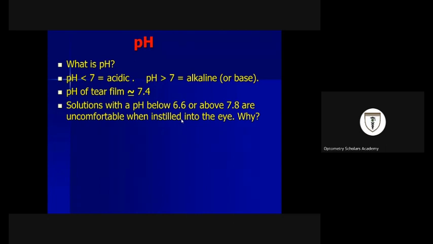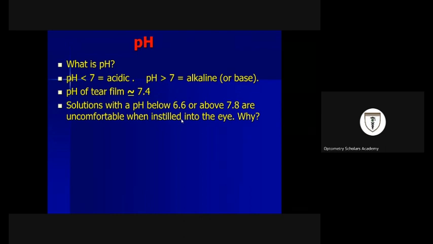So any solution that is below 6.6 or above 7.8 in pH is said to be uncomfortable when instilled in the eye. Why? So the question here is why, and I'll give you the answer. The answer is because it does not conform with the pH of the tear film. God created the tear film in a way that the pH will not react with the eyes or pose any form of pain or stinging effect to the eye.